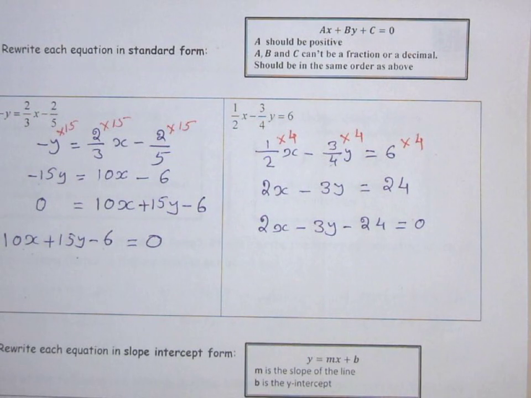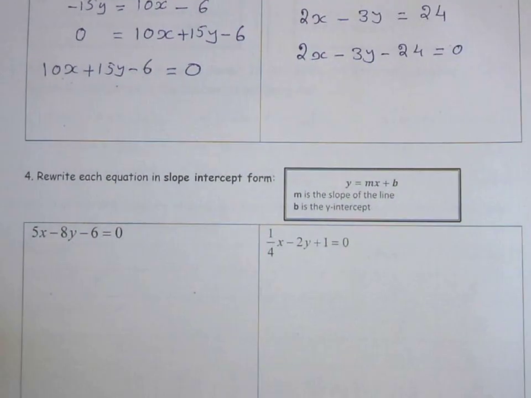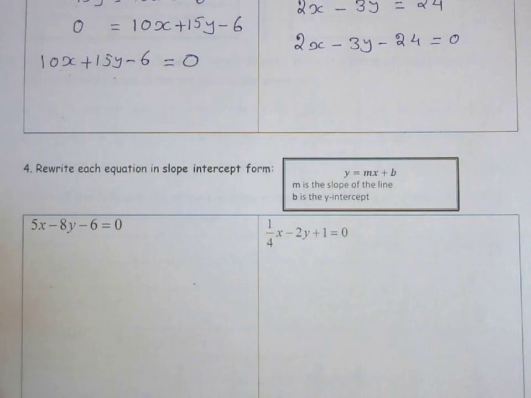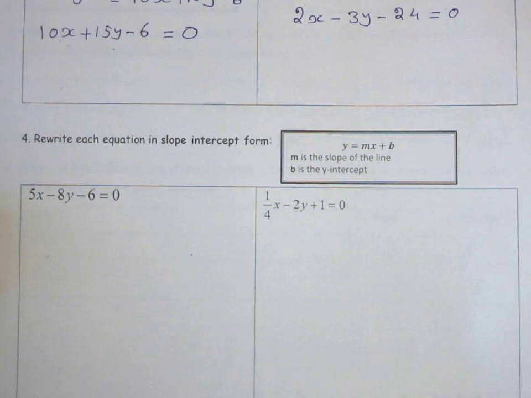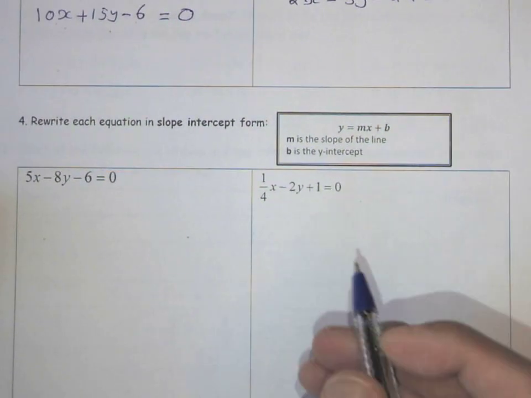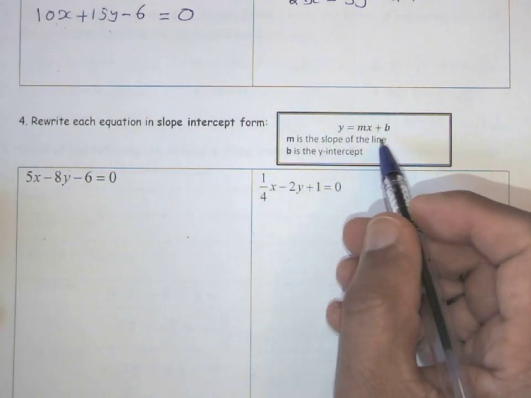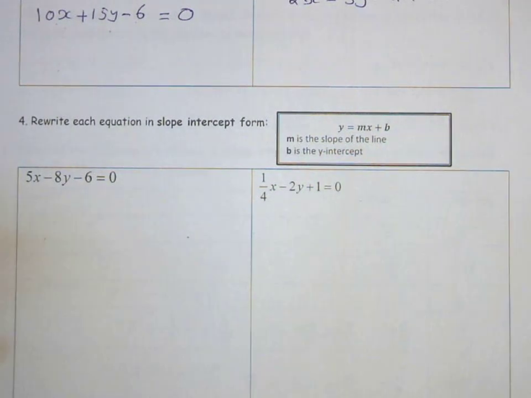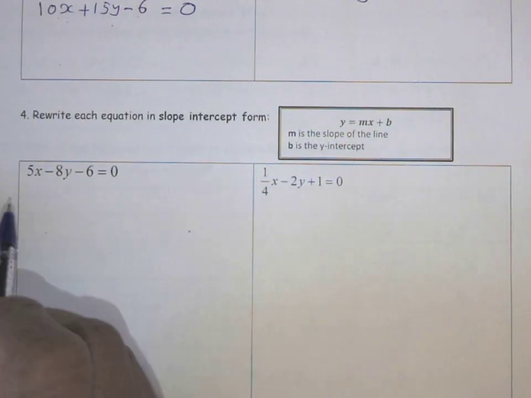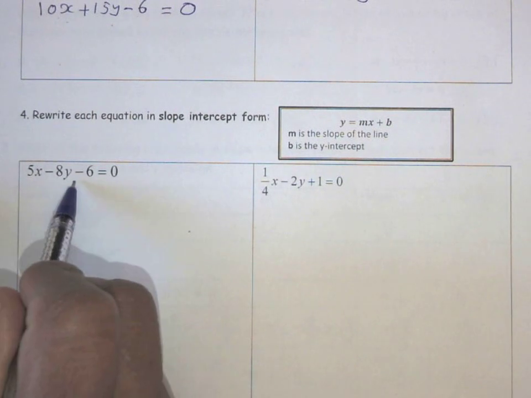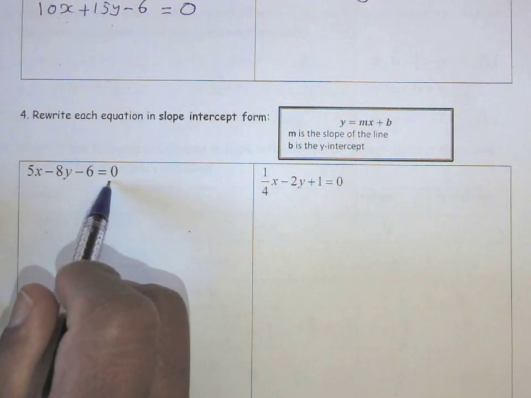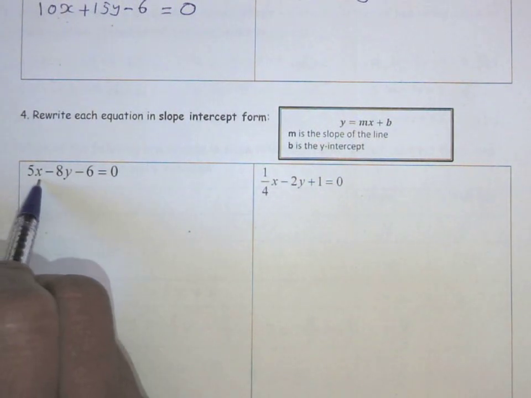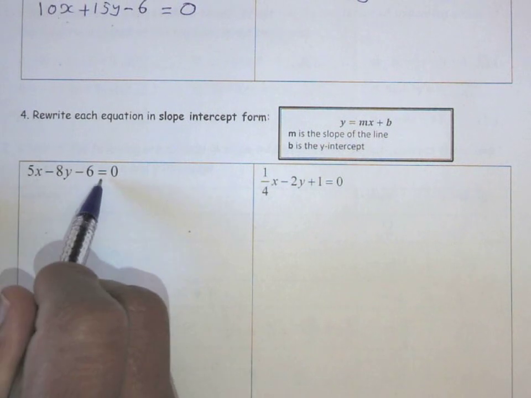Okay, let's do two more questions the other way around, where we rewrite in slope-intercept form. Remember, the slope-intercept form is y equals mx plus b, where m is the slope and b is the y-intercept. So here we have an equation that is 5x minus 8y minus 6 equals 0. Watch this one closely. This is in standard form, right?